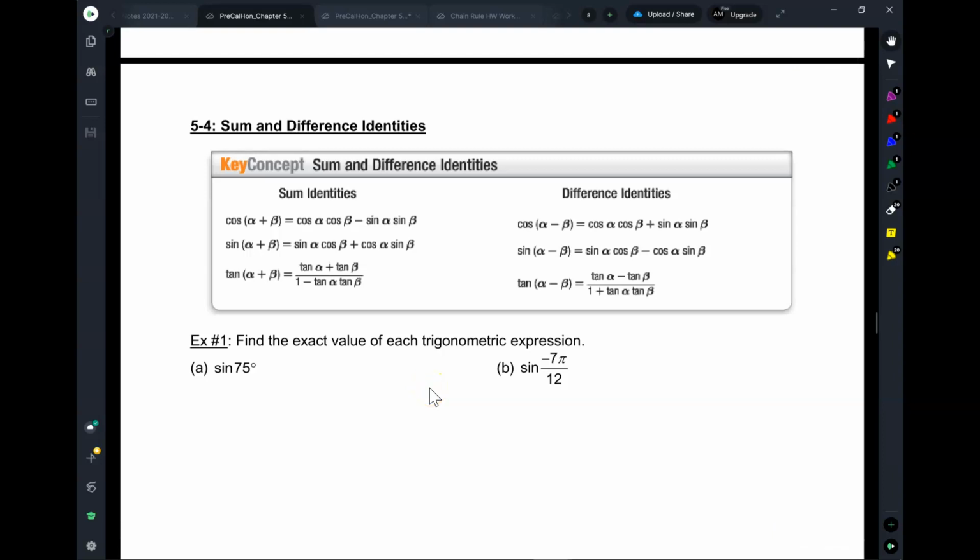We learned in section 1 the first set of identities, right? The Pythagorean identities, which were the biggest ones, and also some of the smaller ones like the cofunctions, the reciprocal identities, and so on. Well, here in section 4, we're going to learn a new set of identities. These are called the sum and difference identities.